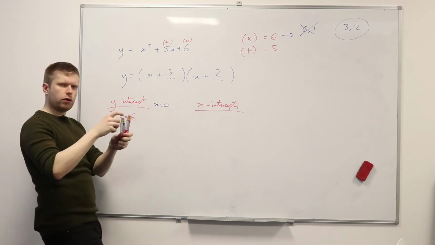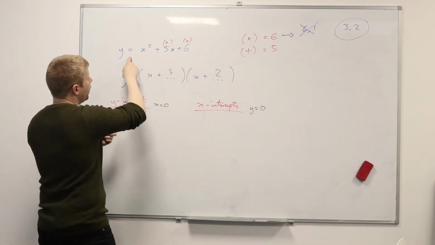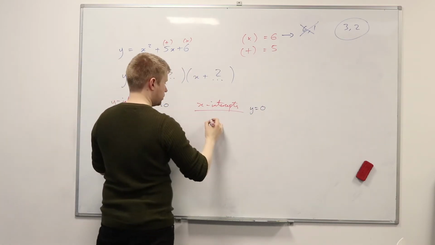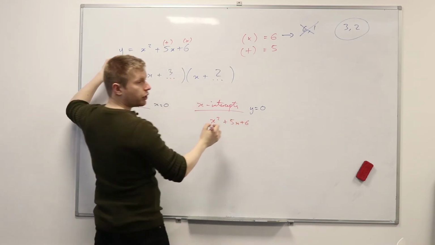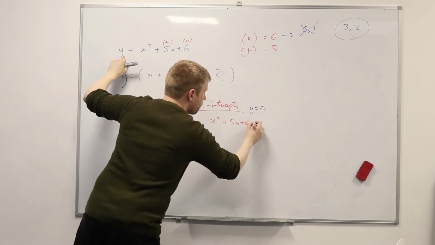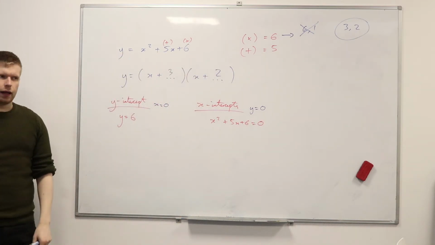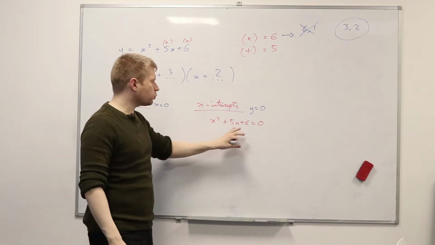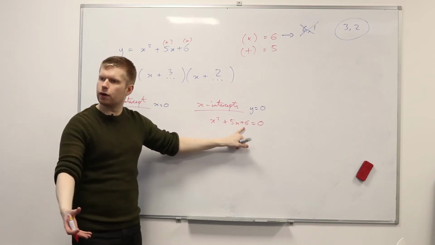X-intercepts, what do we set to be 0? Set y to be 0. Let's do that. So we've got x squared plus 5x plus 6 equals 0. I'm setting the y to be 0, right? And then I'm here, and I'm like, what could I do here? Because this isn't just as simple as the last one. If I gave you x squared plus 5x, it would be easy, right? Now we've got the plus 6, it mucks things up.